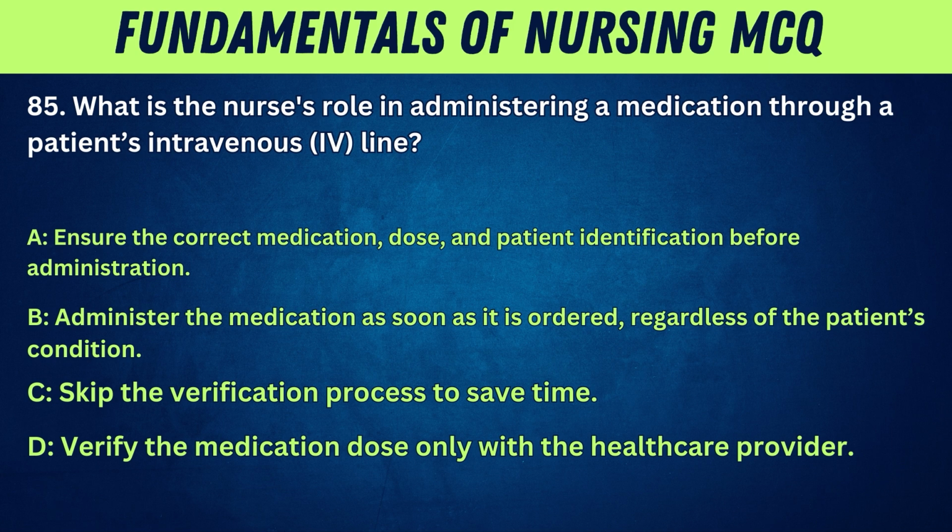85. What is the nurse's role in administering a medication through a patient's intravenous line? A. Ensure the correct medication, dose, and patient identification before administration. B. Administer the medication as soon as it is ordered, regardless of the patient's condition. C. Skip the verification process to save time. D. Verify the medication dose only with the healthcare provider.